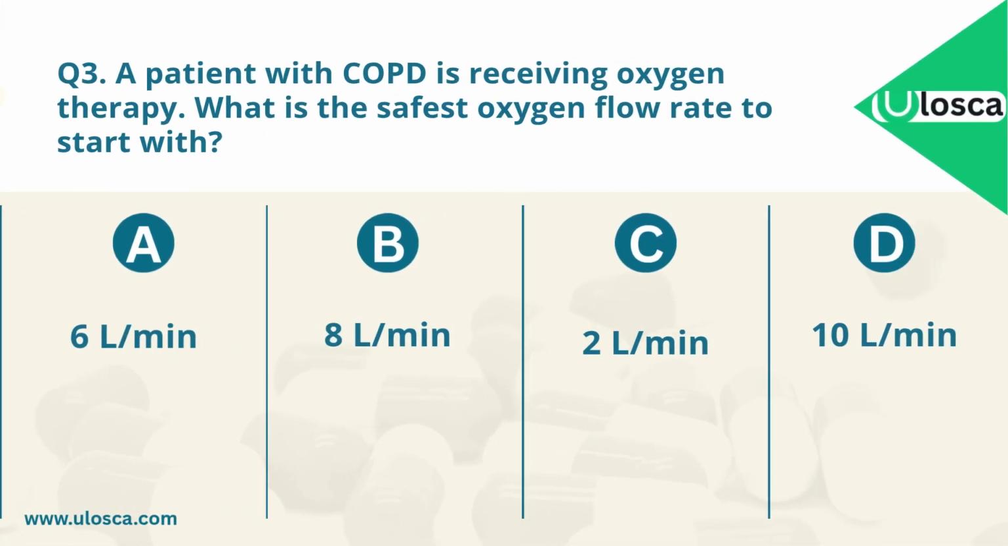Question 3. A patient with COPD is receiving oxygen therapy. What is the safest oxygen flow rate to start with? A. 6 liters per minute. B. 8 liters per minute. C. 2 liters per minute. D. 10 liters per minute. Which one is the correct answer?